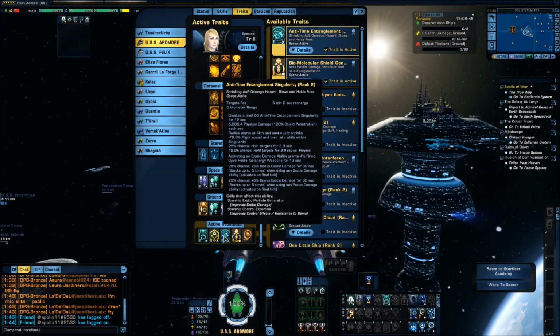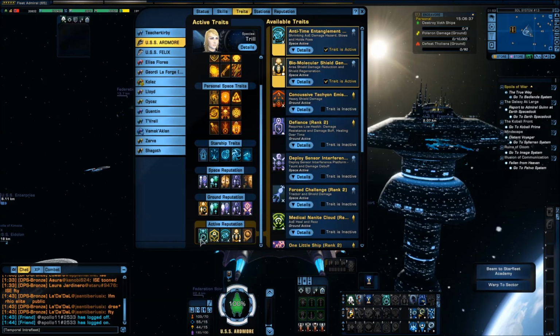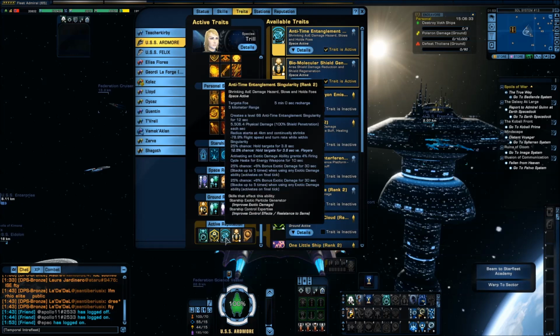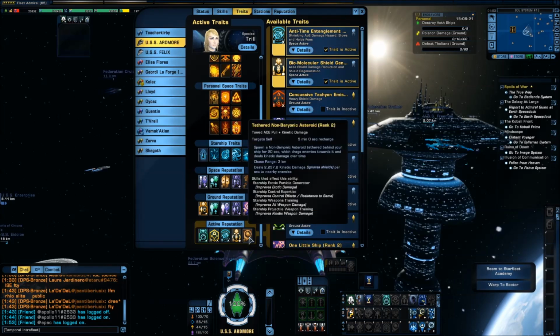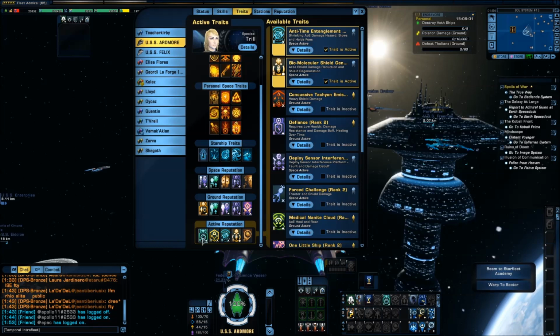The other ability to pair with that would be your anti-time entanglement singularity. This is boosted by EPG. So if you hit quantum singularity manipulation and then you hit anti-time entanglement singularity, you're going to get the best one you possibly can. All right, now this does have a little bit of control as well. And then we have also, boosted by EPG and control expertise, the tethered non-baryonic asteroid. You spawn this, it lasts for 20 seconds, drags enemies toward it and deals kinetic damage over time. Okay, so those are the three that are must-haves for a science build. They're going to be very handy to use and boost things up for you.